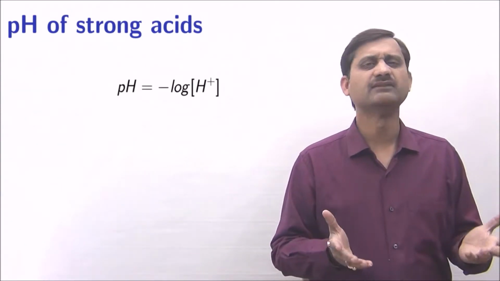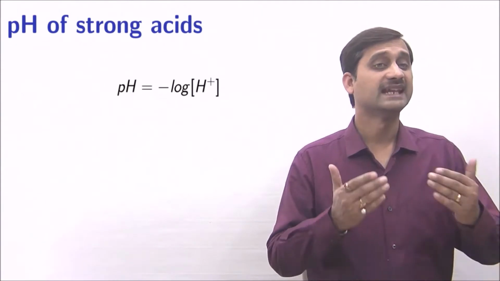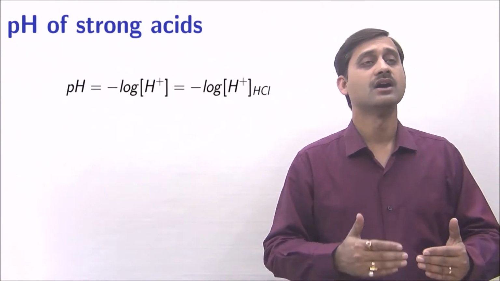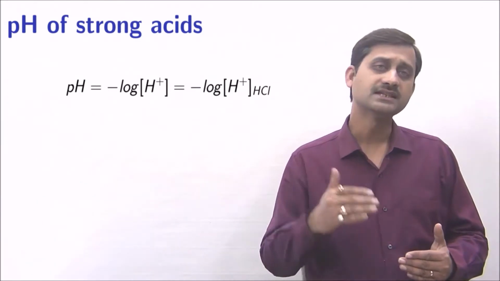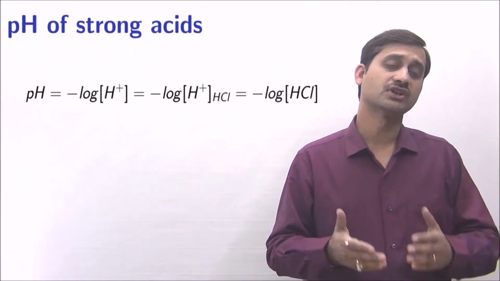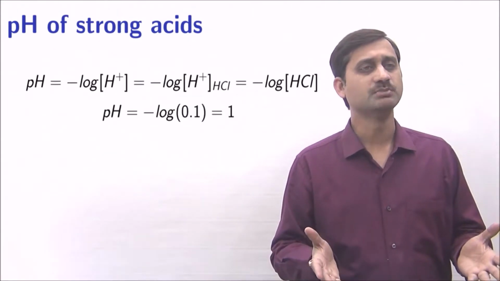The pH is the negative log of hydronium ion concentration. So it becomes the negative log of hydronium ion concentration from only HCl. This in turn is equal to the concentration of hydrochloric acid itself. So we simply get the pH to be 1.